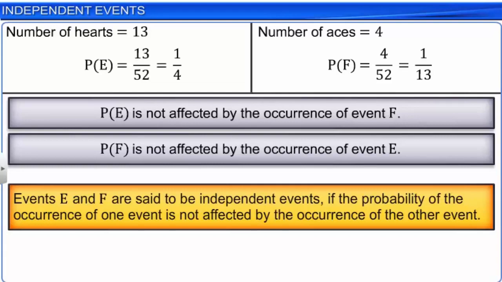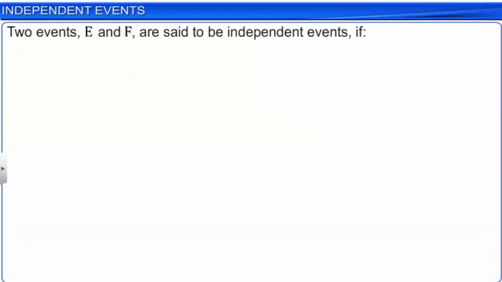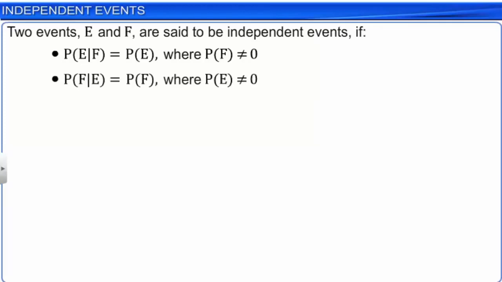Mathematically, two events E and F are said to be independent events if the probability of E given F is equal to the probability of E, where the probability of F is not equal to 0. Similarly, the probability of F given E is equal to the probability of F, where the probability of E is not equal to 0.